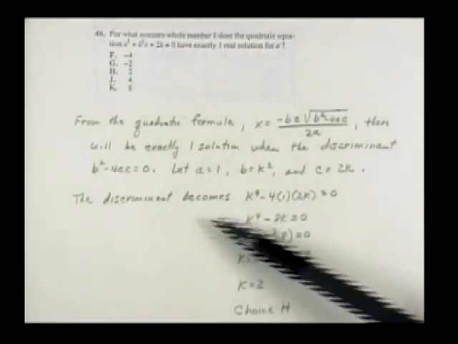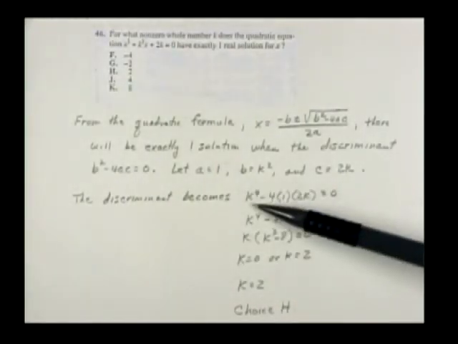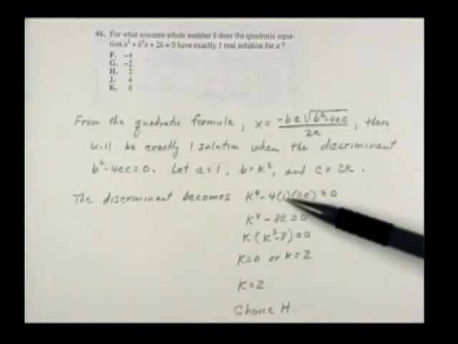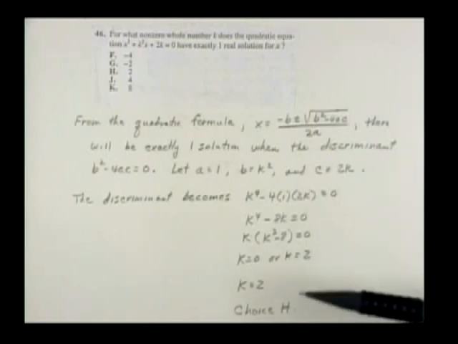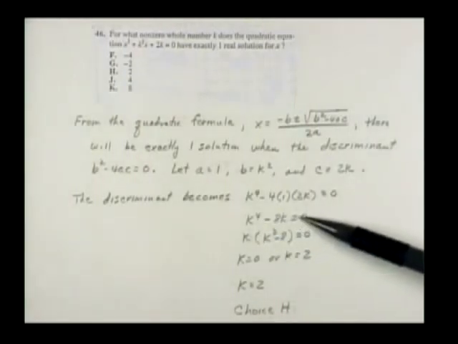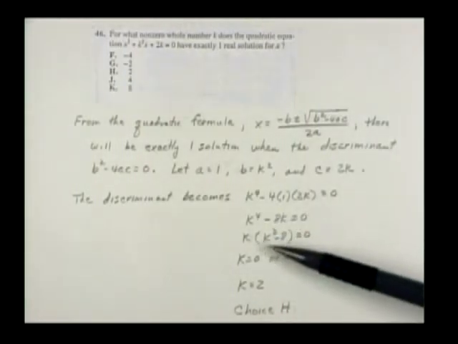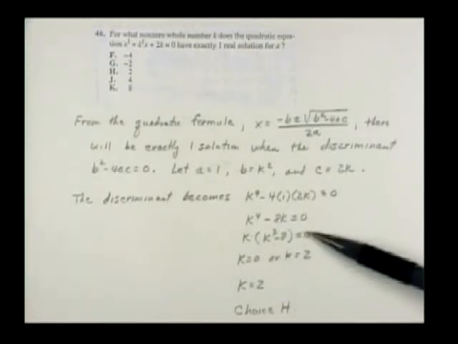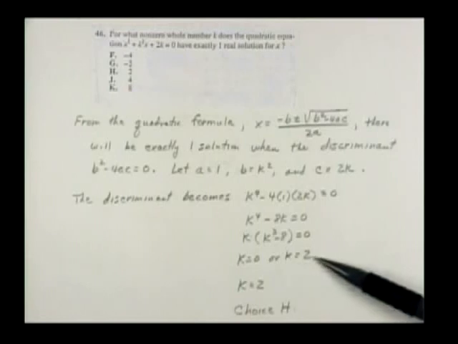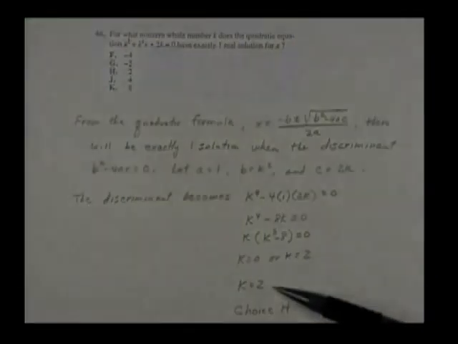The discriminant value becomes b squared, or k to the fourth, minus 4 times a, which is 1, times c, which is 2k. This is set equal to 0. K to the fourth minus 8k equals 0. Factoring, k becomes 0, and k cubed minus 8 becomes 0, so k becomes 2 as the non-zero factor. Choose H.